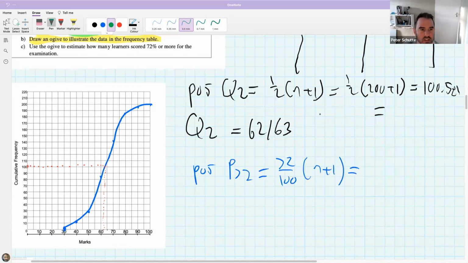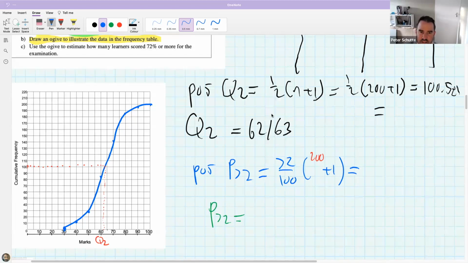Can you tell me in chat, what is the position of the 72nd percentile? And then we'll actually try and work out an estimate for what P72 is. Now we already have an estimate for Q2, which was down here. What do we get if we put a 200 where n is? And this is called a percentile. It's 72% of the way through the data, whereas the median is 50% of the way through the data.